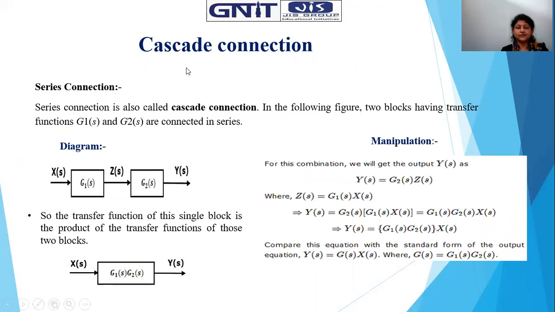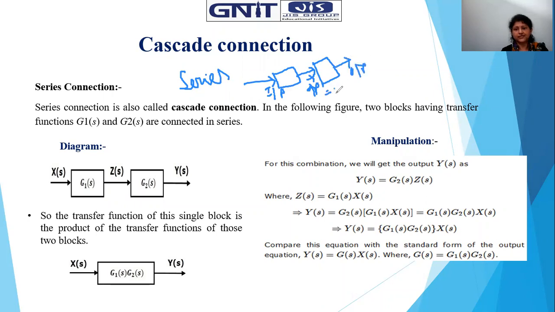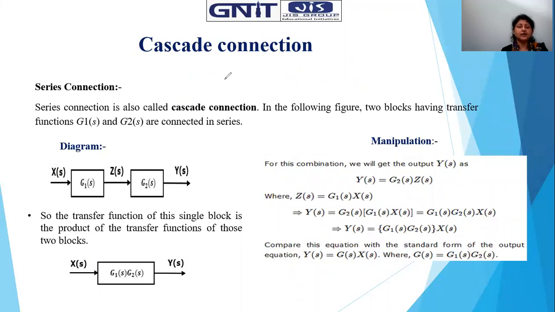For cascade, what do you mean by cascade? Cascade is nothing but the series connection. If there are blocks involved, the input of one block gives an output, and this output comes as the input to the second block, and then comes the final output. So this output equals the second stage input. If this happens, it is termed a series connection, a cascade connection. So cascade is nothing but the series connection.